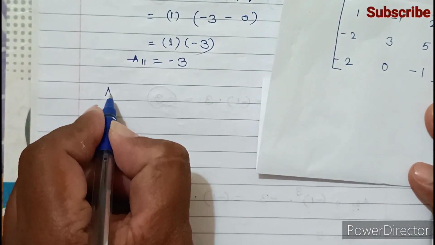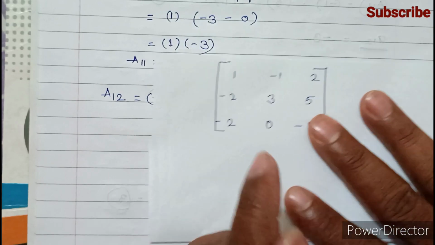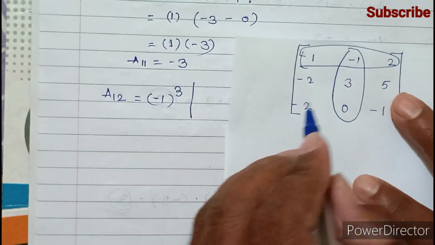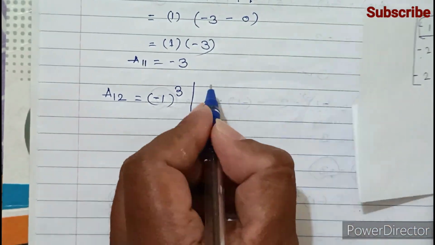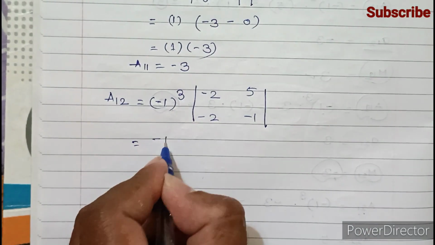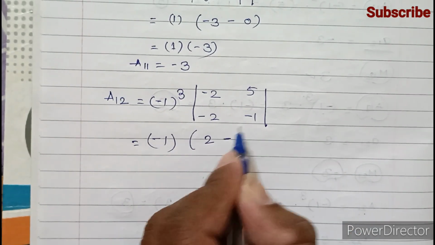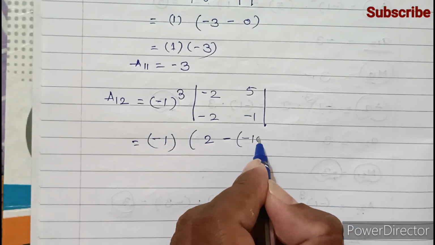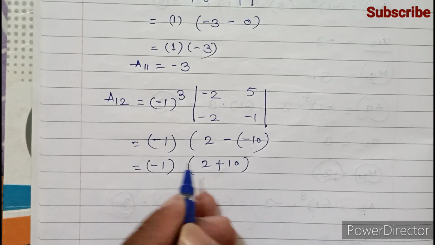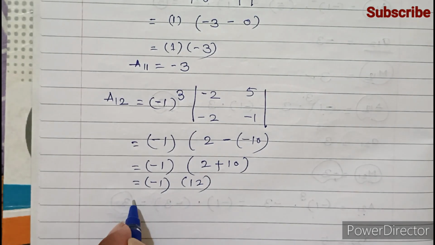Next, the value of A12 can be calculated as minus 1 to the power 1 plus 2, that is 3, into the minor where the first row and second column are eliminated. The remaining elements are minus 2, 5, minus 2, minus 1. On solving, minus 1 to the power 3 is minus 1, into minus 2 into minus 1, that is plus 2, minus 5 into minus 2, that is minus of minus 10, which is plus 10. That equals minus 1 into 2 plus 10, that is 12, so minus 1 into 12, that is minus 12.